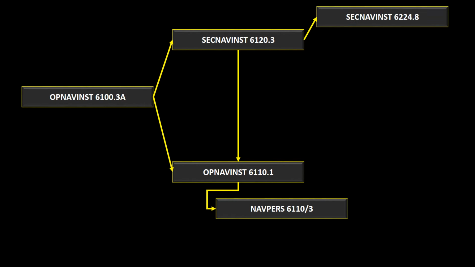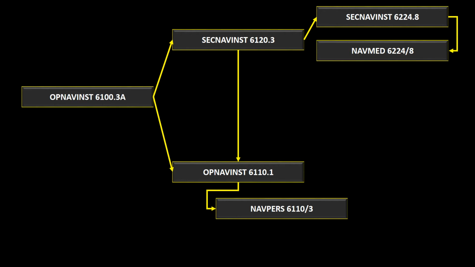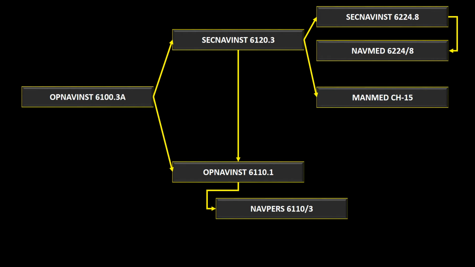And then I'm just going to throw this in there for the sake of review. So our SecNav 6120.3, our PHA, is also closely related to SecNav instruction 6224.8, which is tuberculosis, right? The 2 means preventative medicine. The tertiary 2 means communicable disease. And if we can't do our PHA, we can't comply with this instruction, so we can't fill out the form 6224/8, which is our periodic risk assessment for tuberculosis exposure. And then we also cannot do the requirements of Man-Med Chapter 15, which is physical exams.